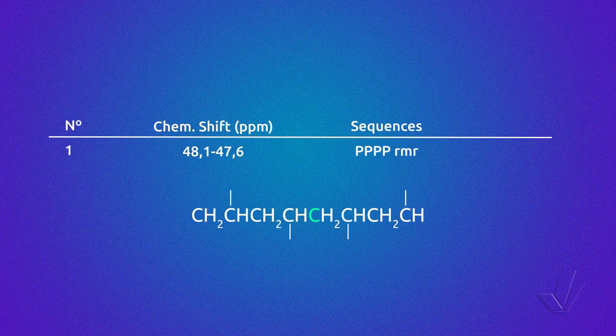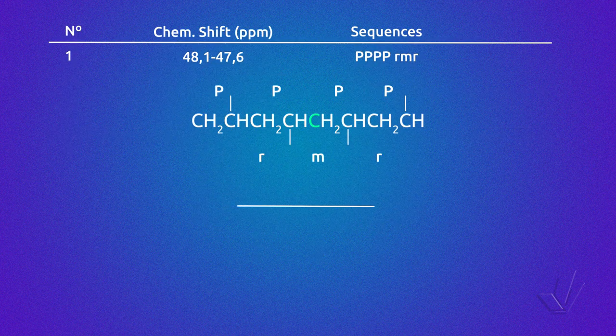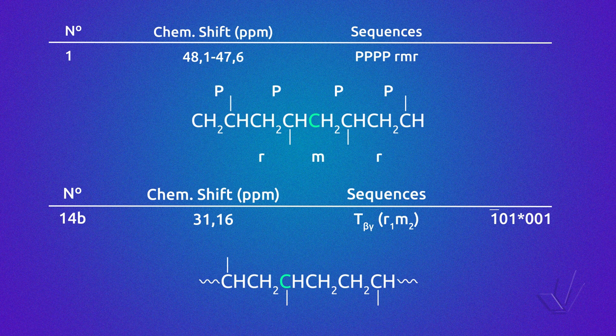For example, peak 1 that appears between 48.1 and 47.6 ppm is a methylene carbon that is part of a PPPP sequence. And the configuration of the two first methines is racemic. The second and third are meso, and the third and fourth methines are racemic, or what is the same, have different configuration. The following example shows various nomenclatures of a tertiary carbon or methine that appears at 31.16 ppm.